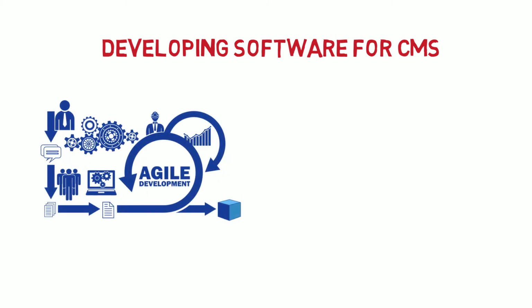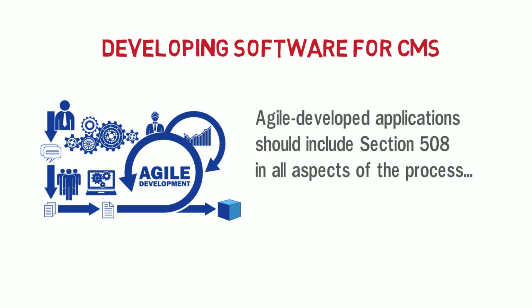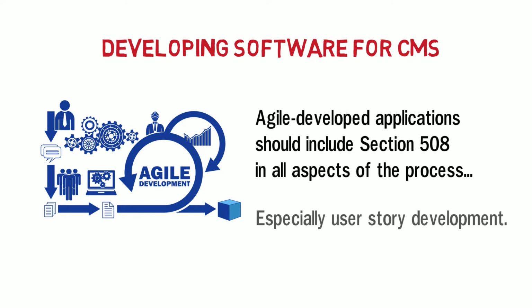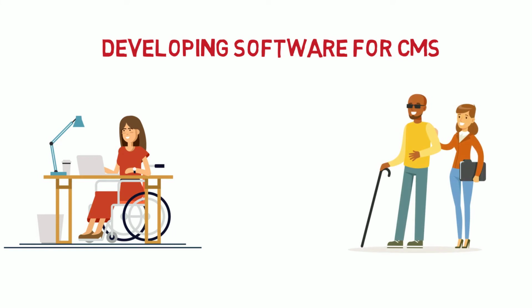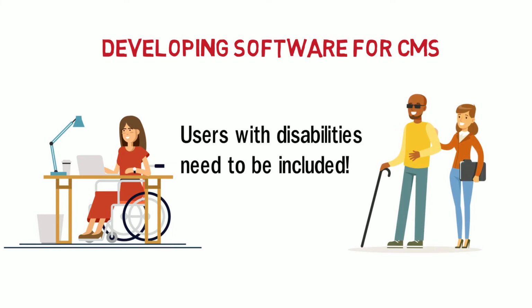Agile developed applications should include Section 508 in all aspects of the process, especially in the user story development phase. This means that users with disabilities need to be included as part of storyboards and user case development.